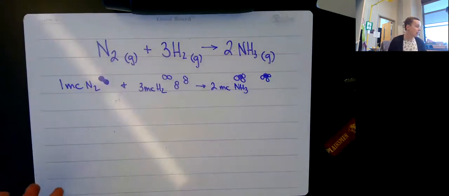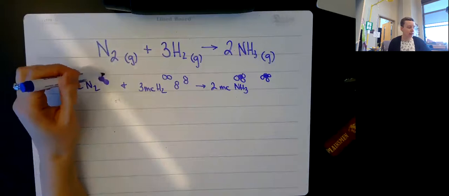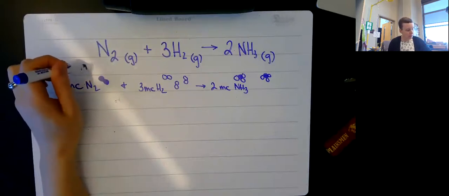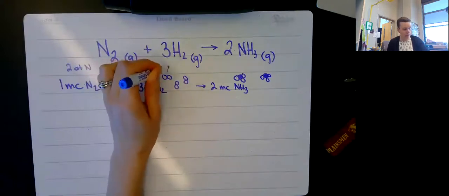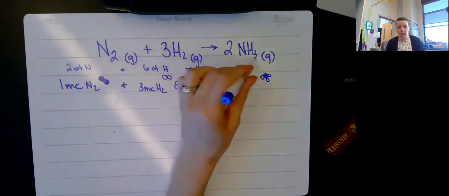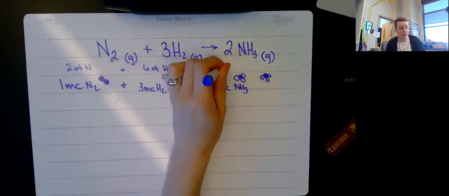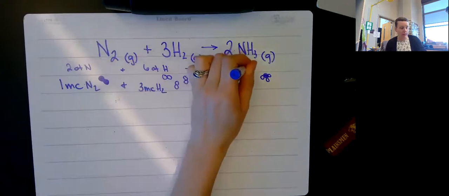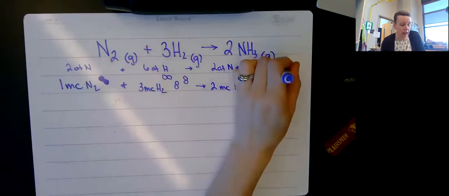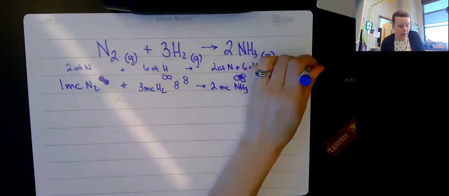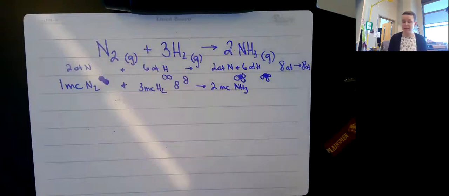Now the atoms line, which I skipped at first, if we're looking at this, there are 2 atoms of nitrogen and 6 total atoms of hydrogen. And they're going to react to form a product that still has 2 atoms of nitrogen and 6 atoms of hydrogen. Another way to look at this would be 8 atoms reacts to form 8 atoms, right? The total number of atoms has to stay the same, okay? That has to be conserved. Otherwise, we're not obeying the law of conservation of mass.